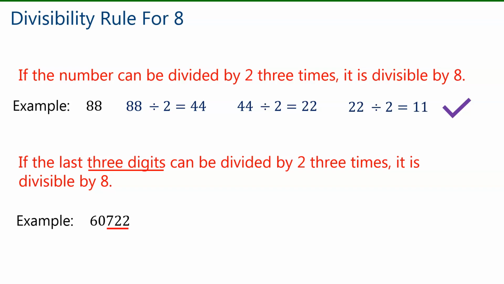So let's try dividing this by 2 3 times. So 722 divided by 2 is 361. So I can stop right away because 361 is odd. I can't divide that by 2 again. So this is not divisible by 8. I can also say it's not divisible by 4 either, because I couldn't divide by 2 twice.